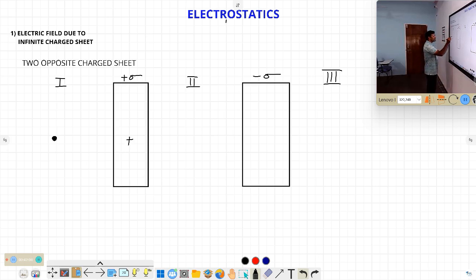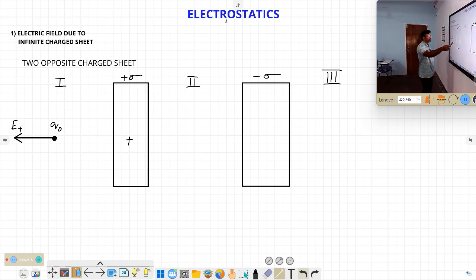So imagine a test charge. Positive repels. What direction is it going to repel? You know that this is the direction of the repulsion. This repulsion indicates the electric field intensity due to that positive sheet, E plus.